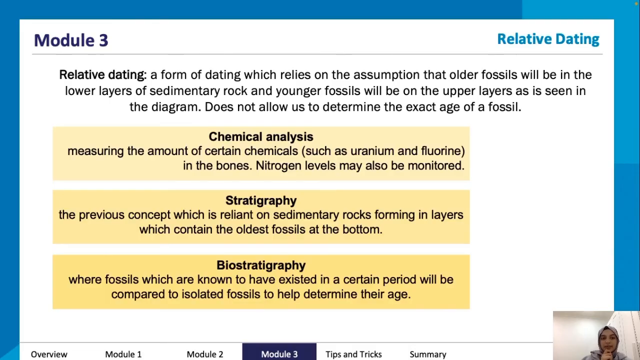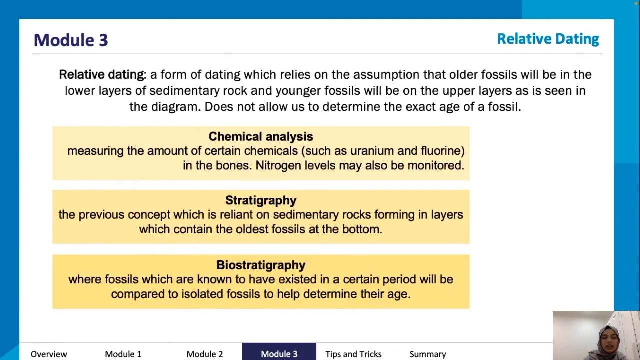So, relative dating. This is a form of dating which relies on the assumption that older fossils will be in lower layers of sedimentary rock and younger fossils will be in upper layers, as seen in the diagram. I'll show you in a second. It does not allow us to determine the exact age of a fossil. Chemical analysis looks at measuring the amount of a certain chemical, such as uranium and fluorine, in the bones, and nitrogen levels can also be monitored.